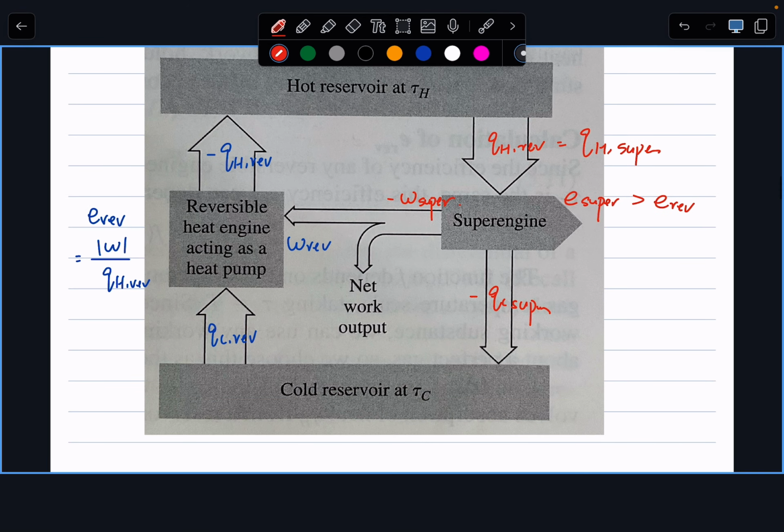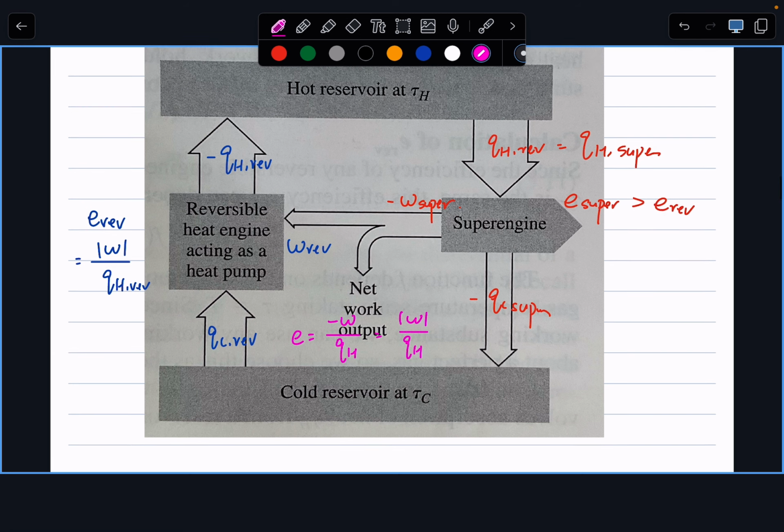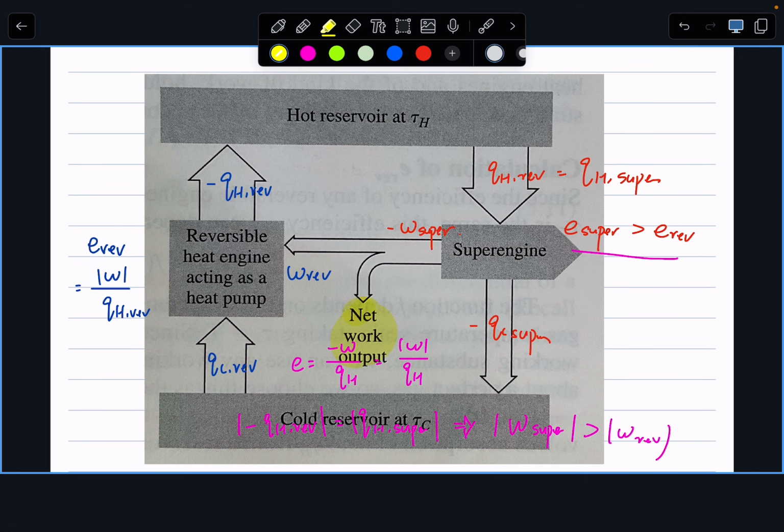So in this case, if we want to know the relative amount of work being transferred, we have our definition of efficiency equals negative W over QH, or the absolute value of W over QH. But since we manually set my negative QH reversible equal to the absolute value of QH super, they have different signs, but the magnitudes we can set equal. So we can say that because the efficiency of my super engine is larger than the efficiency of my reversible engine, we get W super larger than W reversible. The only thing that comes out from this cyclic process with the hypothetical super engine is some kind of net work output.